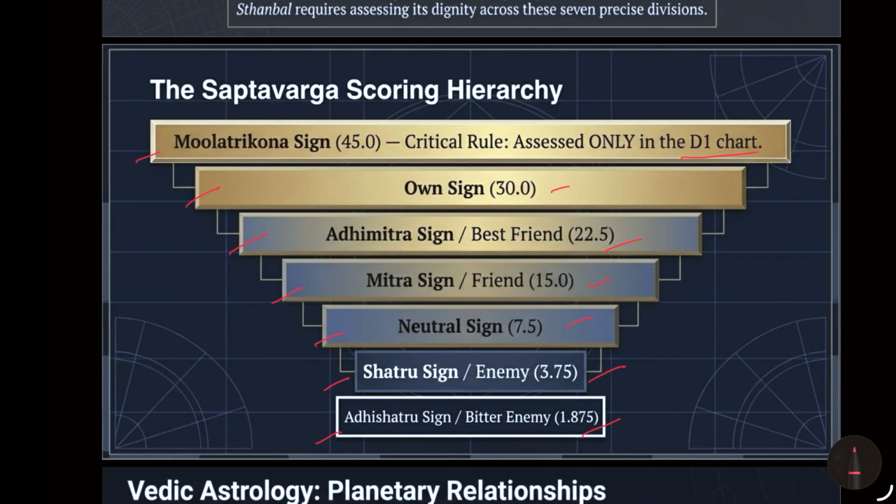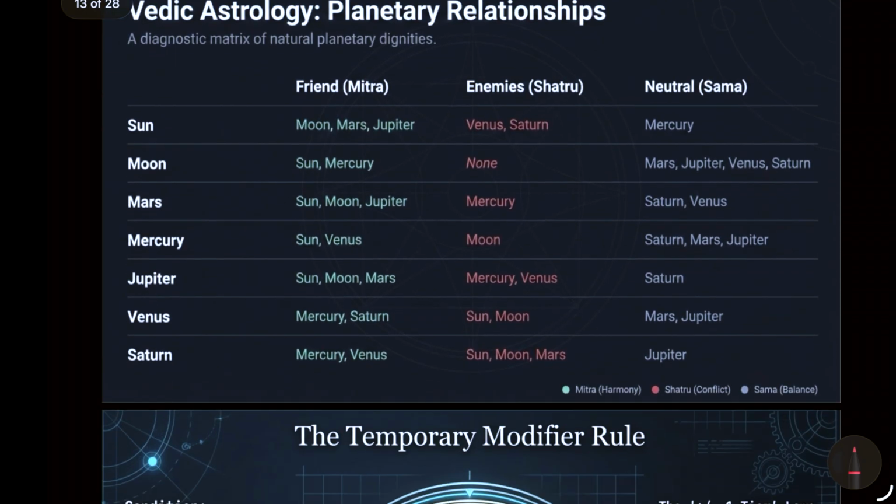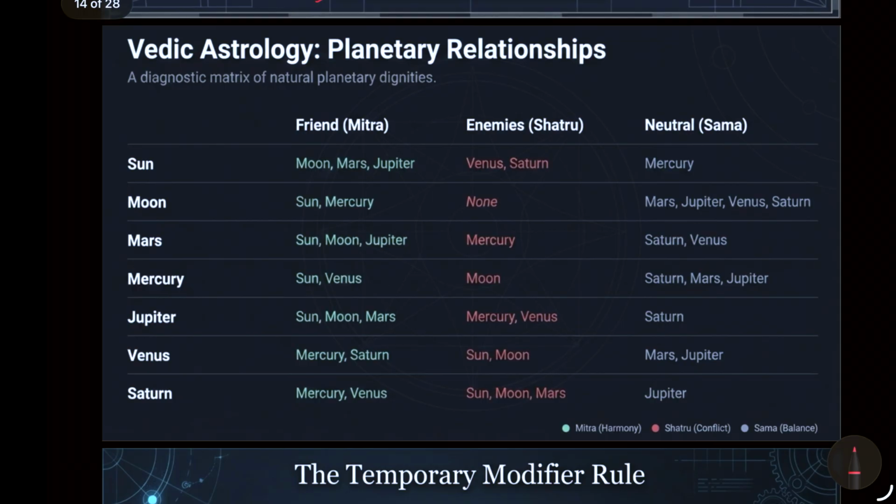So how do we calculate? We have to use Panchadhamatri. In Panchadhamatri, we have to use the natural friendship as well as the temporary friendship. So this is, for quick revision, the natural friendship chart. For the Sun, friends are Moon, Mars, Jupiter, enemies are Venus, Saturn, and neutral is Mercury. So the Sun considers these friends, these enemies, and this one neutral. And similarly, we know this for all the planets.